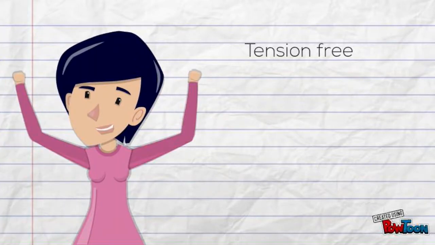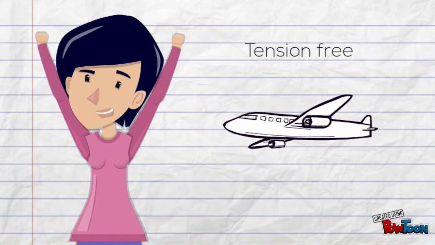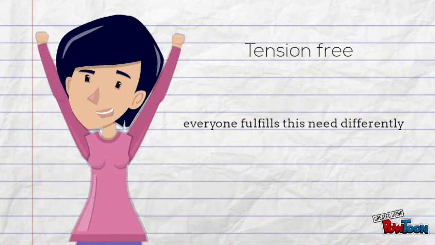Now on to the last need in uses and gratifications theory. Tension-free. Although it would be nice to fly around the world as a way to escape, we also use media as a way to relax. This need is fulfilled differently for everyone. Some might find it relaxing to watch a documentary, but for others that might cause a little bit of boredom. People use media to relieve tension in different ways.